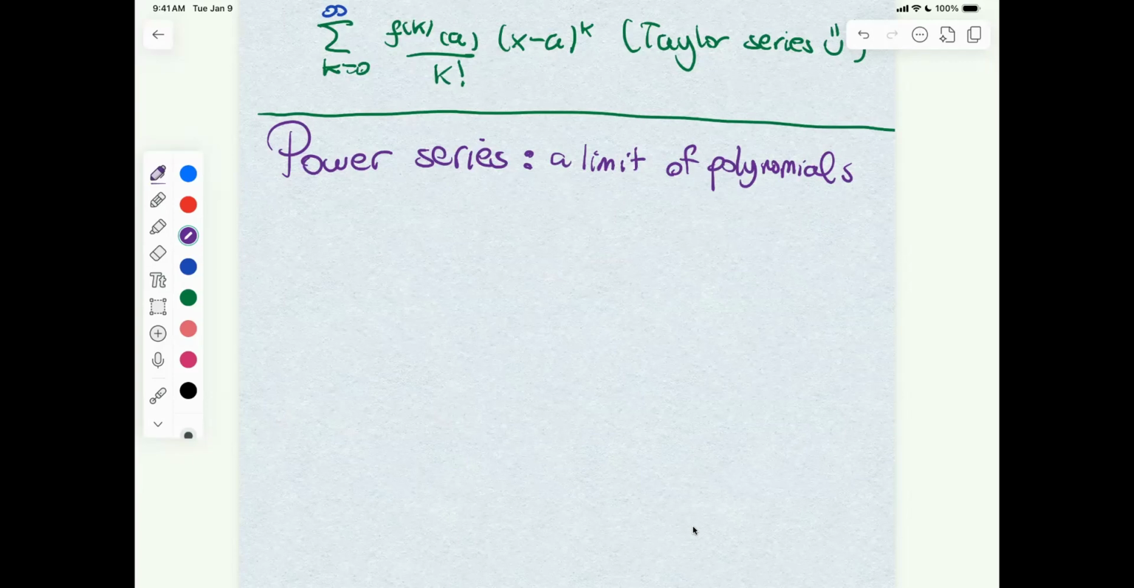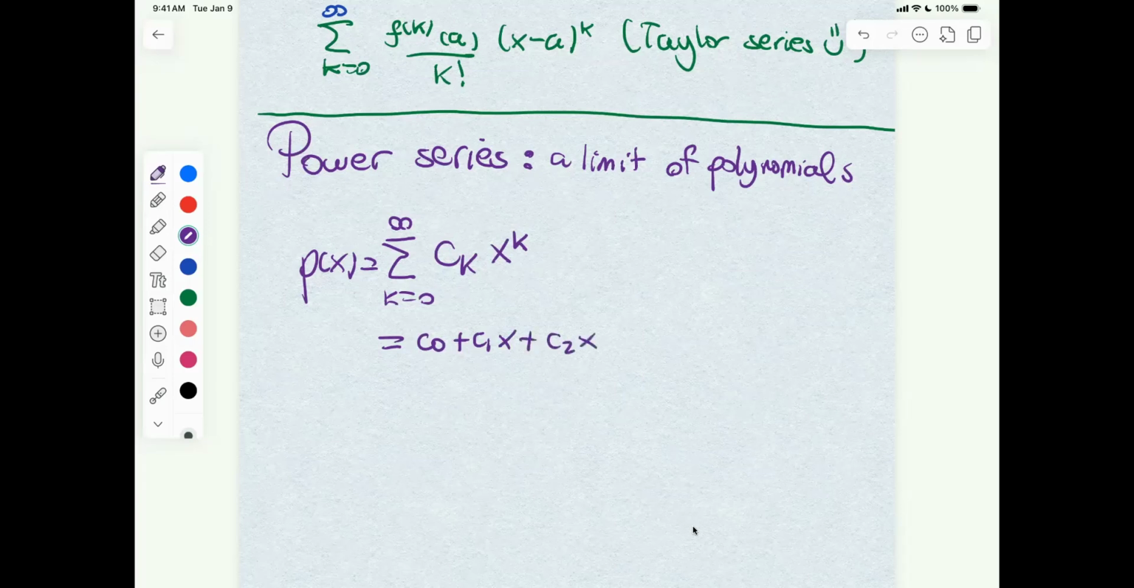So the way I'm going to refer to them is something like this, which if you expand out, it would be C0 plus C1x plus C2x squared plus C3x cubed, plus Cn x to the n, whatever.